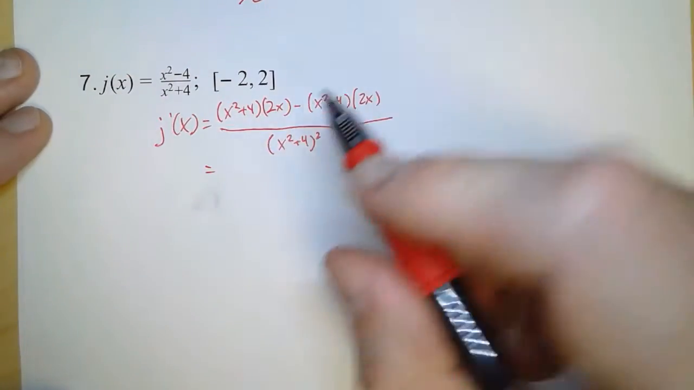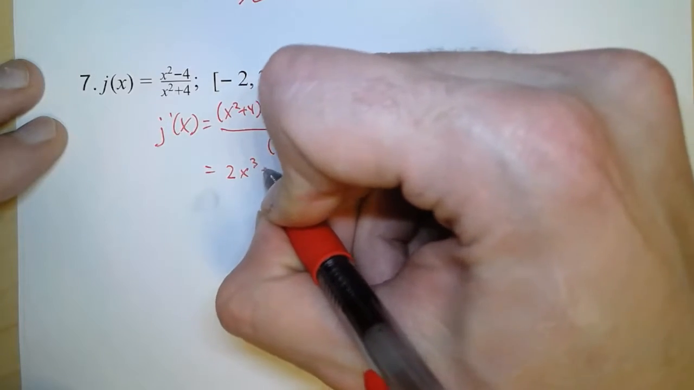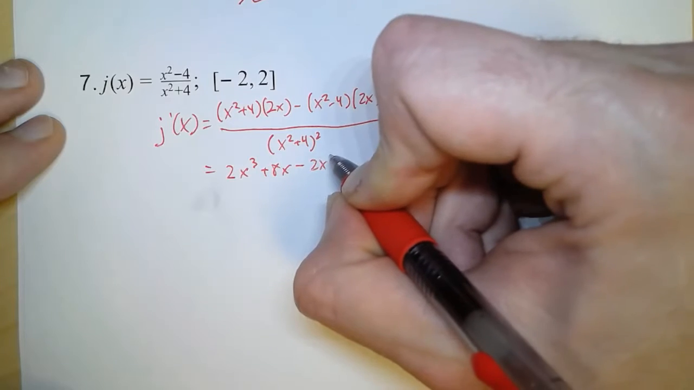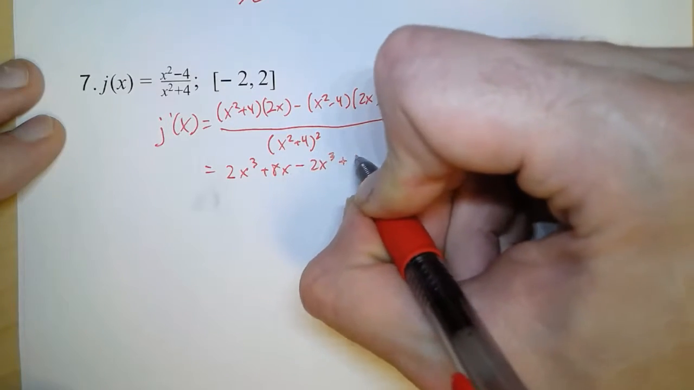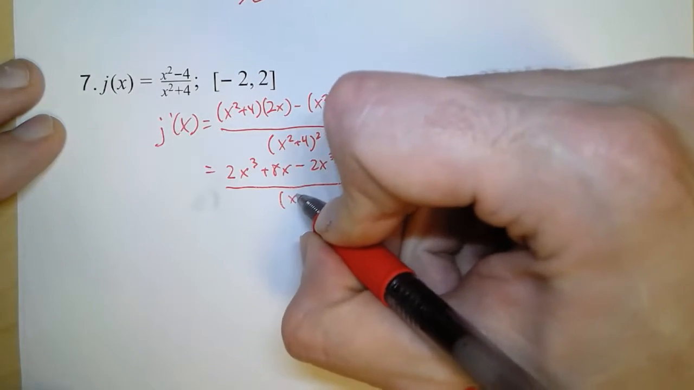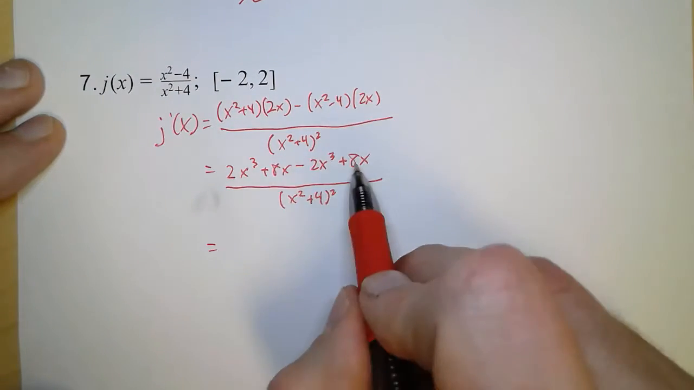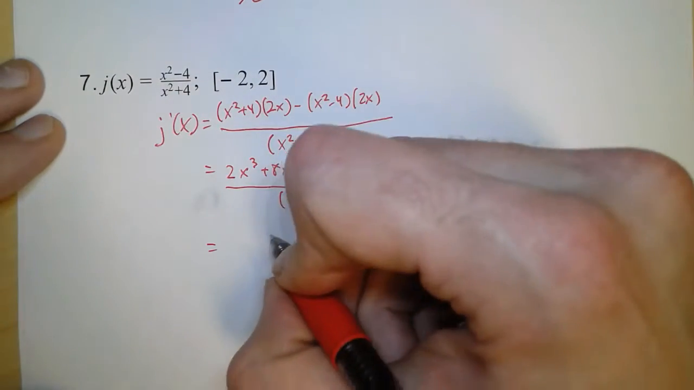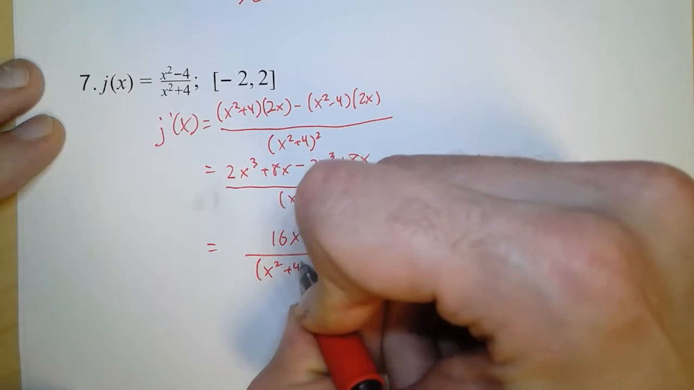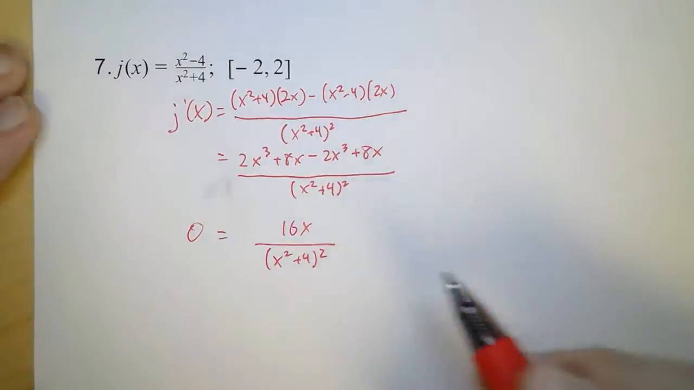And we'll simplify this. We'll expand this out: 2x cubed plus 8x minus 2x cubed plus 8x, all over, and we'll leave the denominator in factored form. No point in expanding that out. So the 2x cubes cancel, and the 8x's combine to get 16x all over x squared plus 4 quantity squared. And again, we're setting this equal to 0.